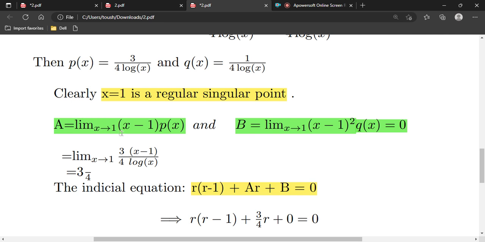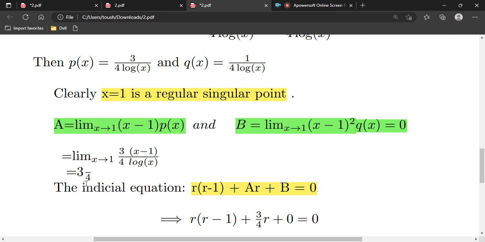So a is the limit x tends to 1 of (x minus 1) p(x). So your p(x) is 3 by 4 log x. Now how will we compute this limit? See, at x equal to 1, the limit we have to find, x tends to 1. In the upper side, x minus 1, when you put x equal to 1, it will be 0. Log 1 is also 0, so it's a 0 by 0 form. Apply L'Hospital rule. What will you get? The derivative of x minus 1 is 1, the derivative of log x is 1 by x. So when x tends to 1, you will get only 3 by 4, and the other term will give you 1. Okay, so the limit is 3 by 4.